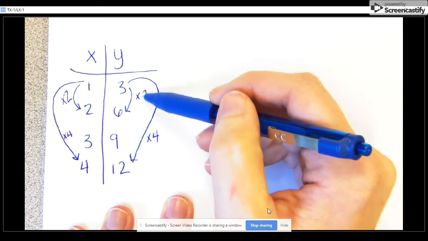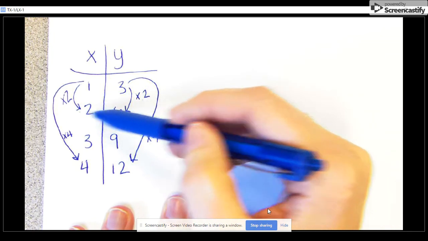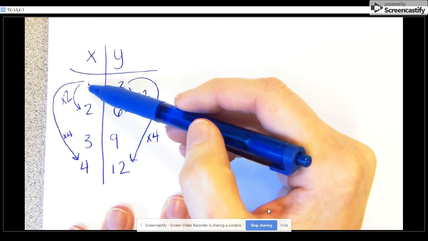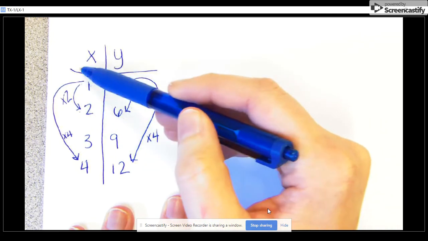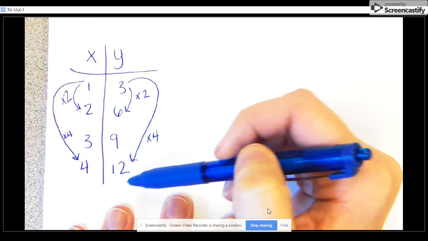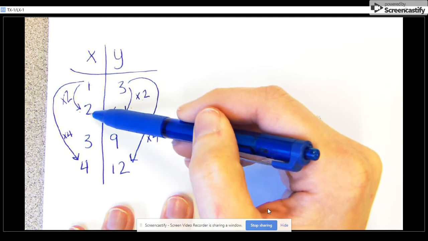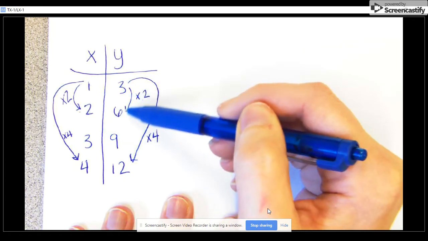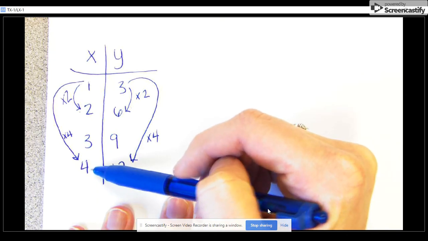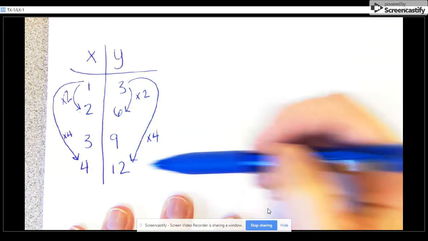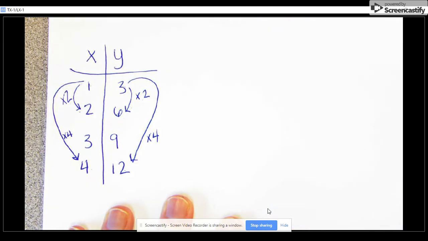It doesn't have to be by the same amount, but we do want to look at the relationship from side to side. We're going from the same numbers on both sides, and they're being multiplied by the same amount. So from here to here, multiply by 2. Here to here, multiply by 2. Here to here, multiply by 4, and here to here, multiply by 4. So look for that relationship.